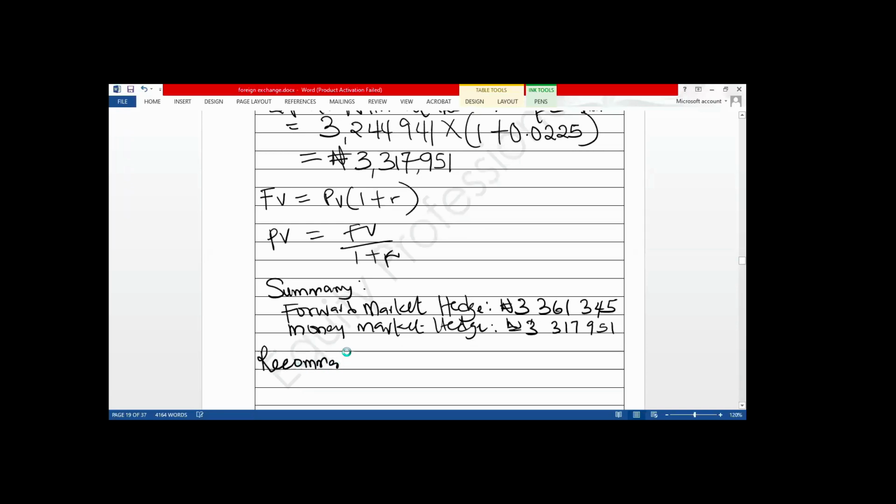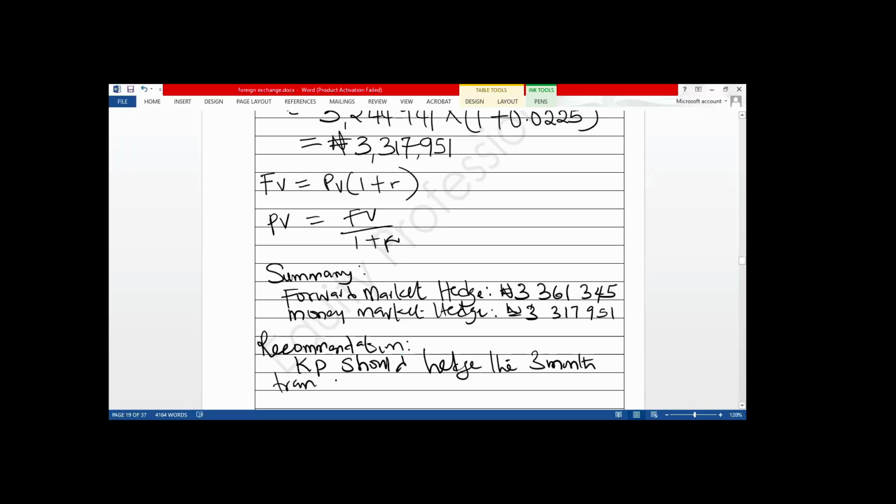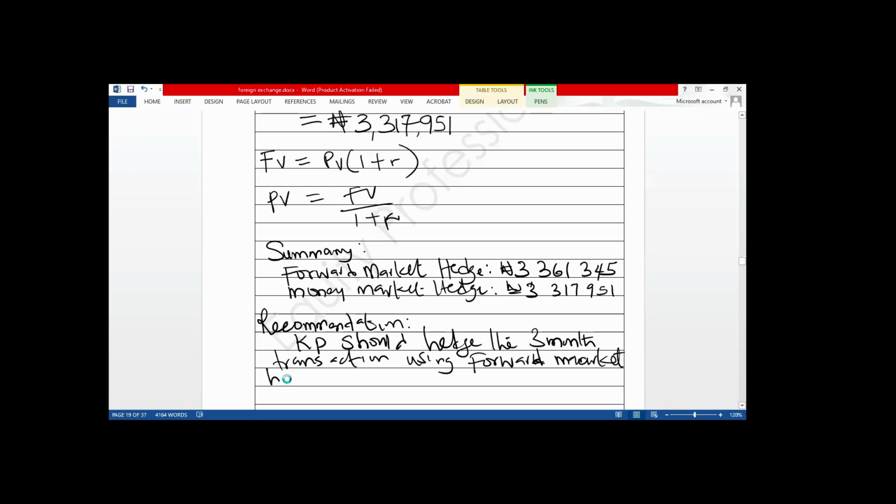Recommendation. KP should hedge the 3-month transaction using forward market hedging, because it gives the company higher Naira receipt in 3 months.